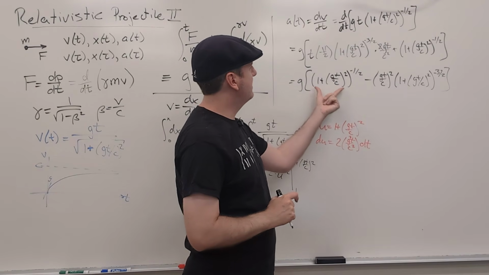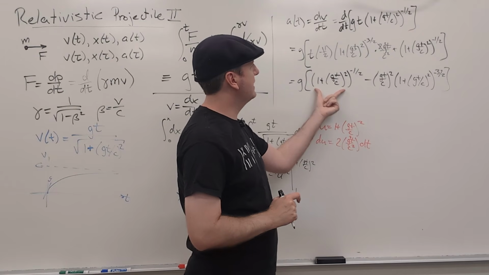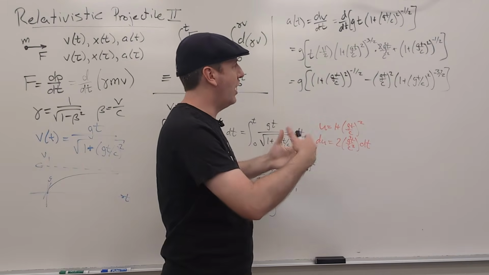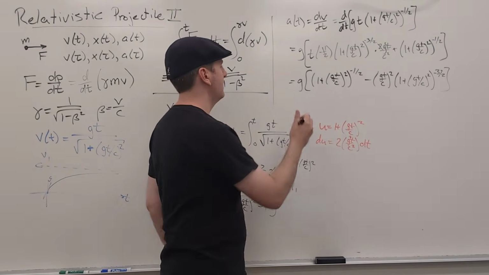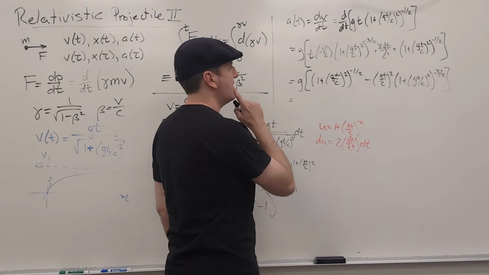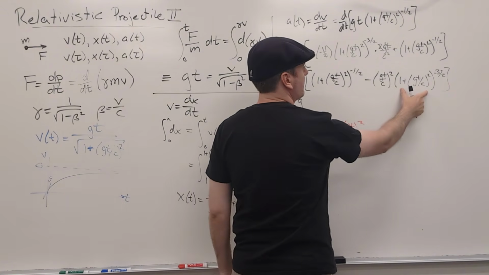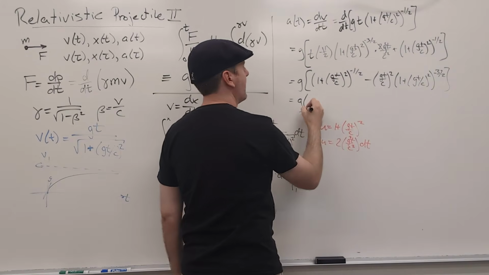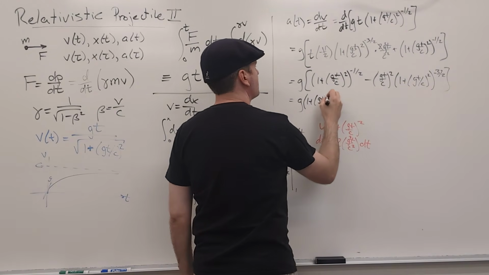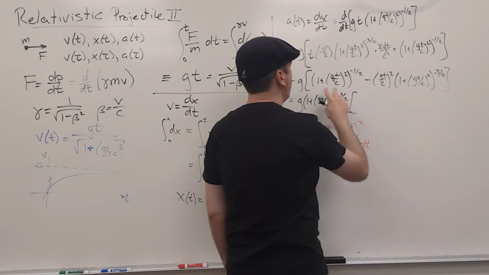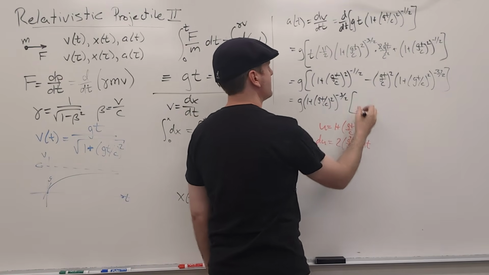Notice that this is actually the negative 3/2 times a power of 1. Maybe I can show this. What's the best way to show this? Let's factor out this thing to the minus 3/2, and then we'll see what happens here. It's not so bad. Okay, so when I factor that out of here, what do I get?